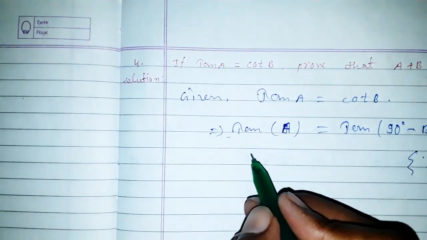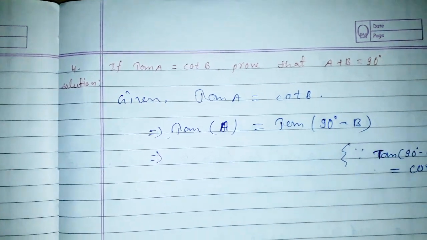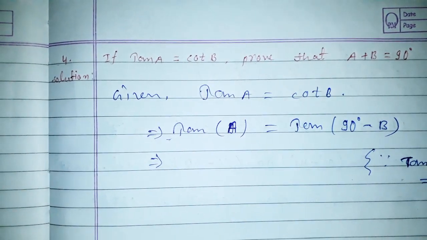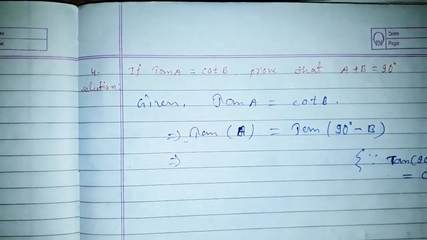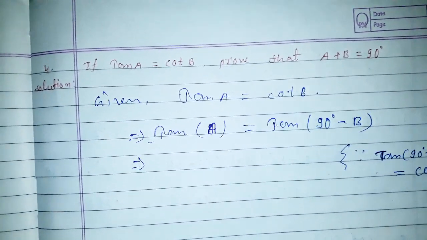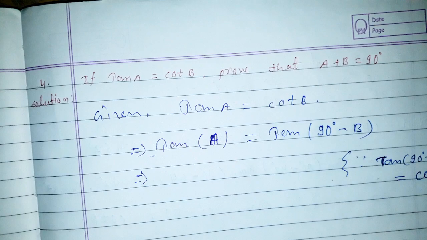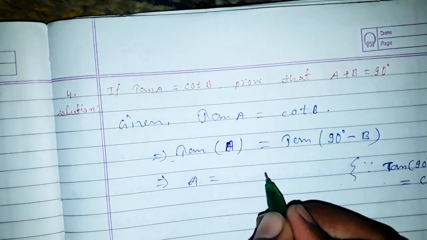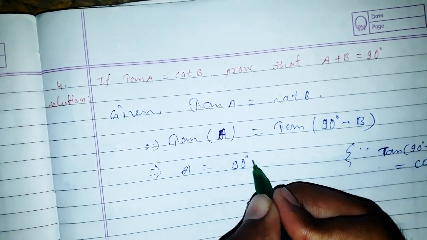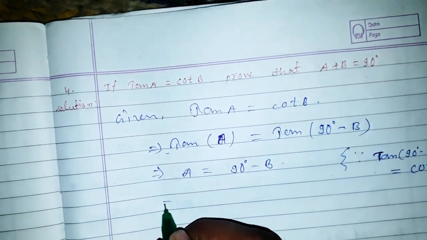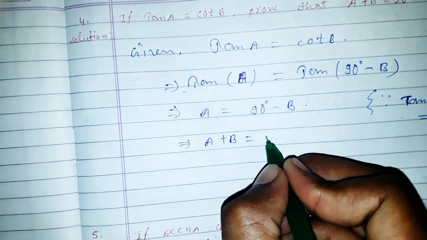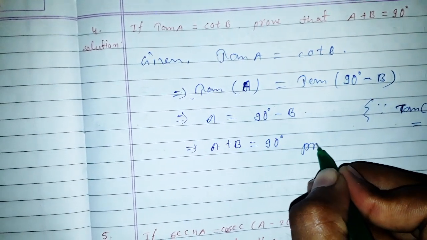So tan cancels out. Actually, this is not cancelled; this is inverse trigonometry, which you read in higher class. So this is A is equal to 90 minus B. Transposing this value, A plus B is equal to 90 degree. Proved.